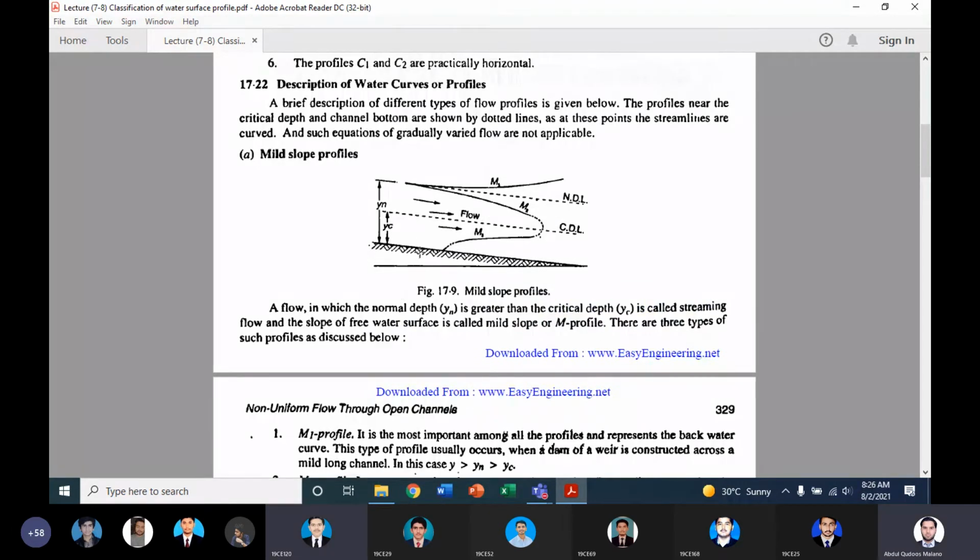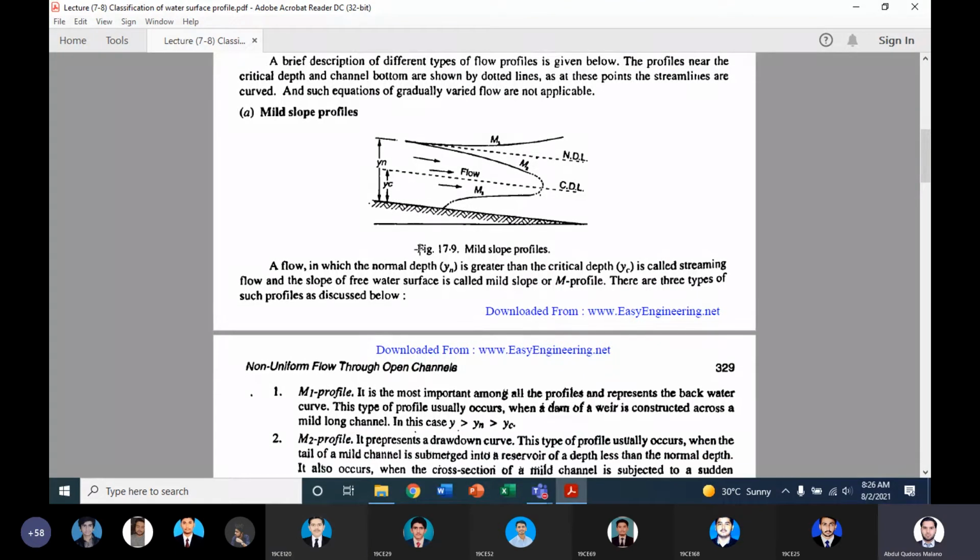Mild slope clear है इसके तीनों zones? Yes, sir. Yes.